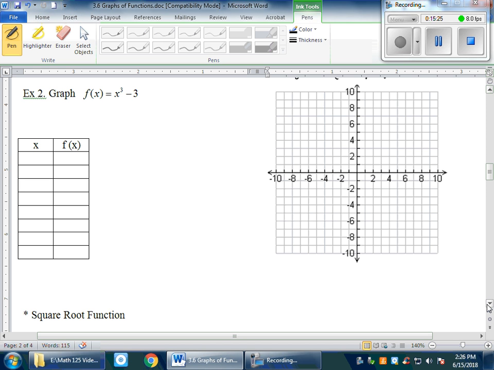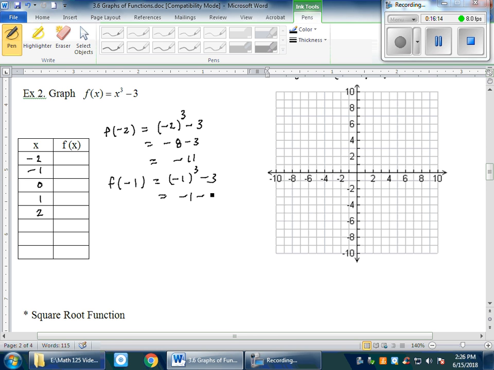f of x is equal to x to the third minus 3. So we're going to try to compute this by putting in -2, -1, 0, 1, 2 again, like before. With input -2, I have to compute the input to the third power minus 3. So -2 to the third power minus 3 gives me -8 minus 3, which is -11. And the next point, f of -1, becomes -1 to the third power minus 3, which is -1 minus 3. That gives me -4. So I have the values -11 and -4 so far.